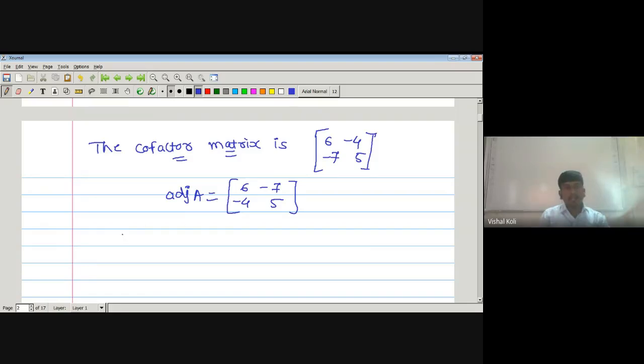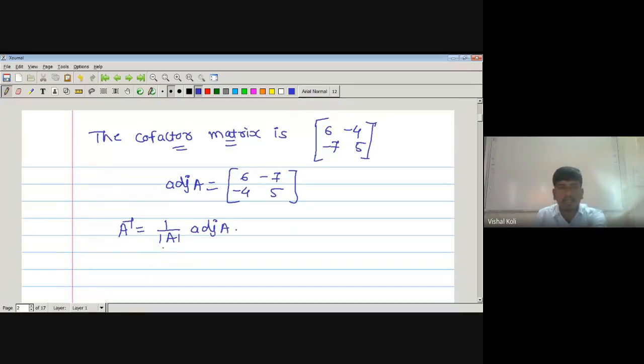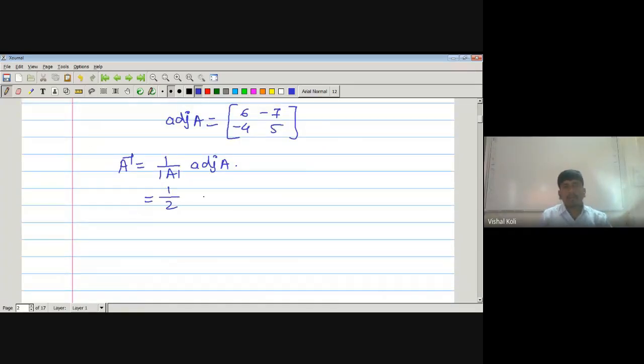Now A inverse is equal to 1 upon determinant of A into adjoint of matrix A. 1 upon determinant of A, and the determinant of A will be 2, which we have already found out. The adjoint of A is nothing but the matrix 6, minus 7, minus 4, 5. So this can be written as follows.